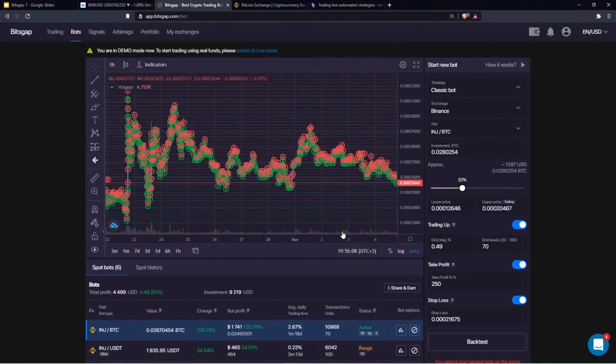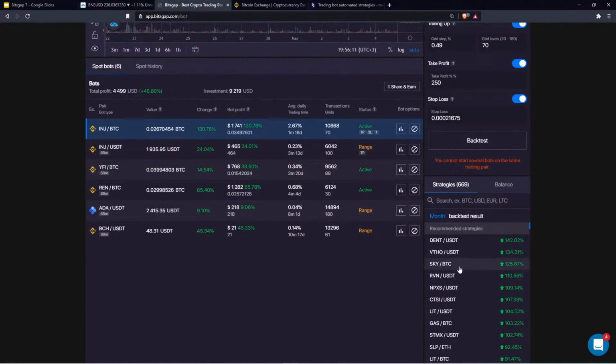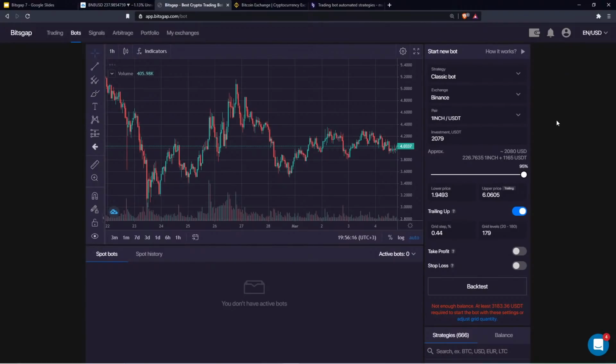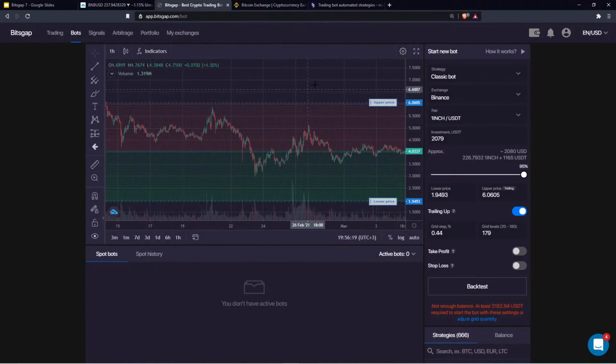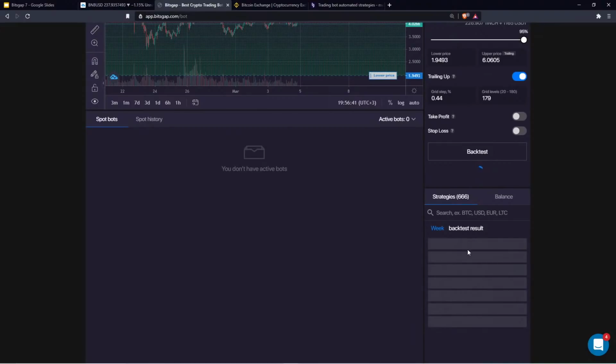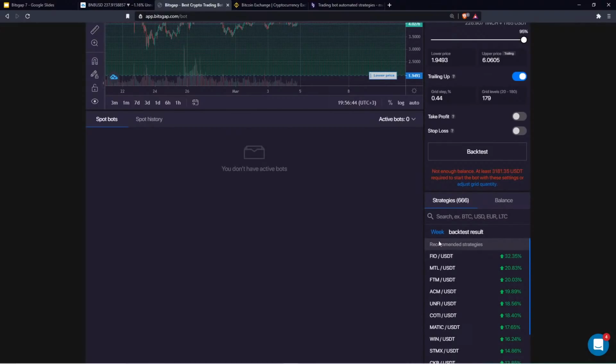So what else do we have here? We have the recommended strategies. Let's switch back to the real mode, because we are more interested in real money trading. Here we have the recommended strategies based on the monthly performance. That's the past performance. It turns out that Dent trading to USDT was the top performer in terms of bot return during this monthly period. You can change it to weekly to see the top cryptos of the last week, and you will find that's FIO and MTL.